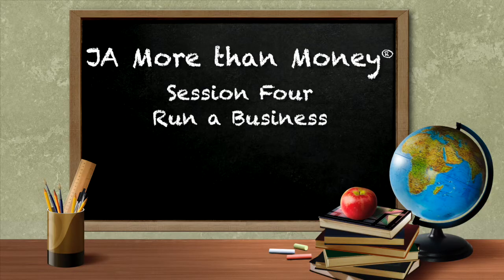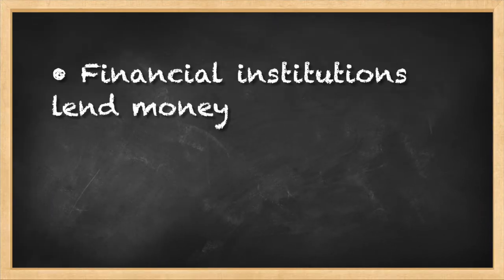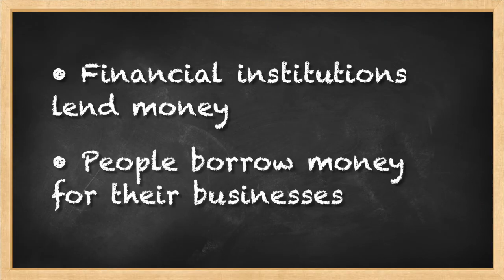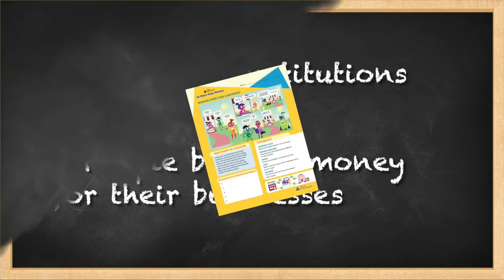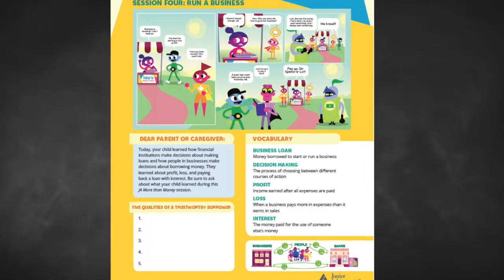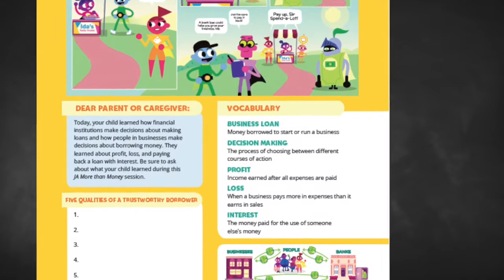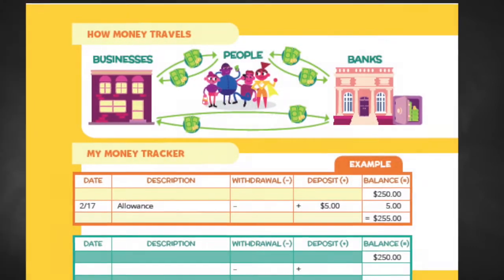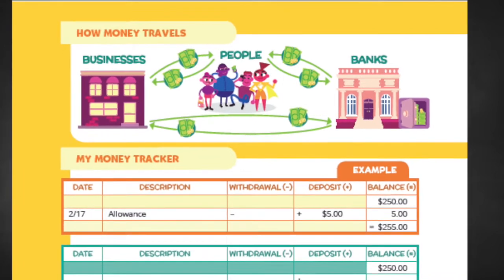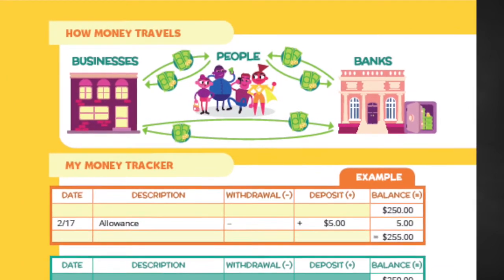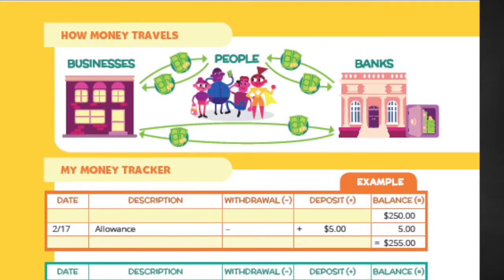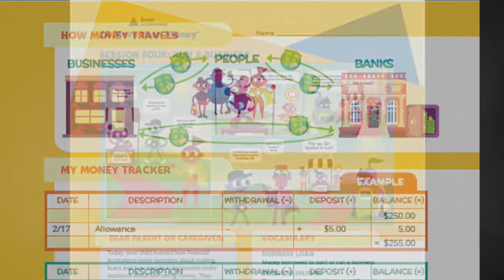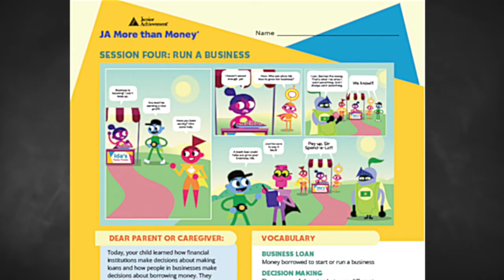The next topic, Run a Business, helps students learn the reasons why financial institutions lend money and why people borrow money for their businesses. Have students follow along in the vocabulary section of their student flyer, underlining the words as they're discussed. Point out the money diagram as you review how money travels back and forth among people, businesses, and financial institutions. Then read the comic strips to the students.